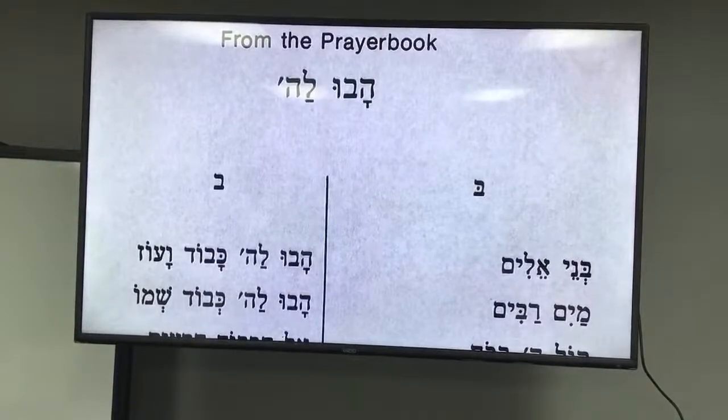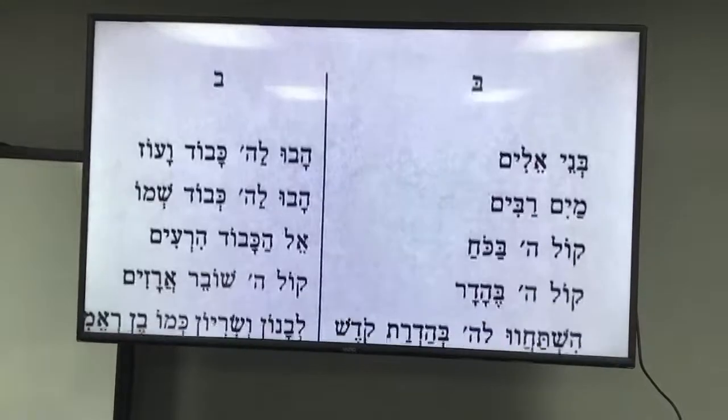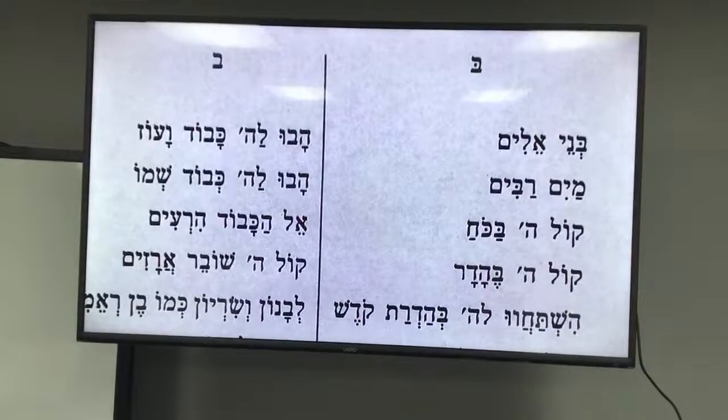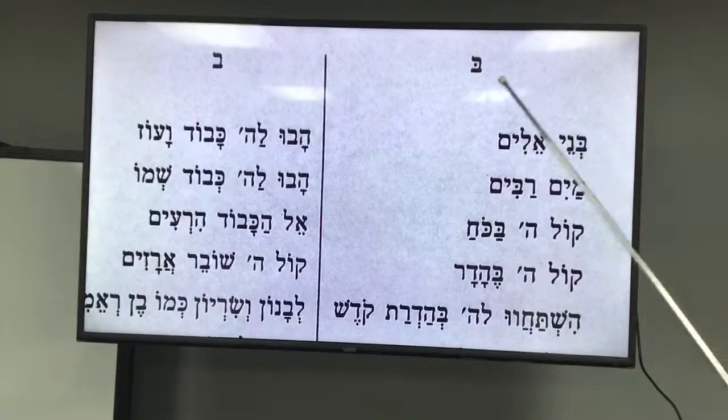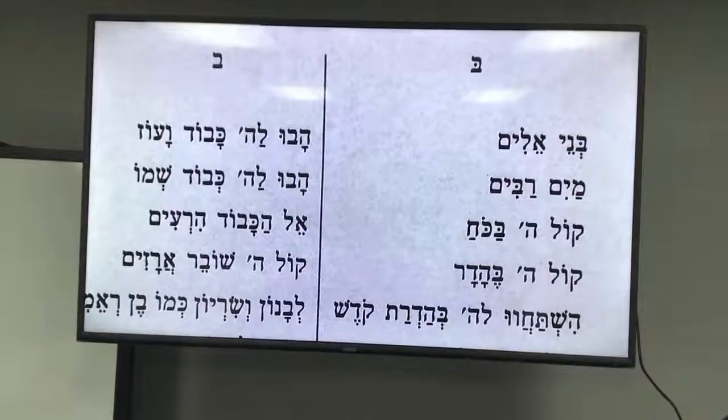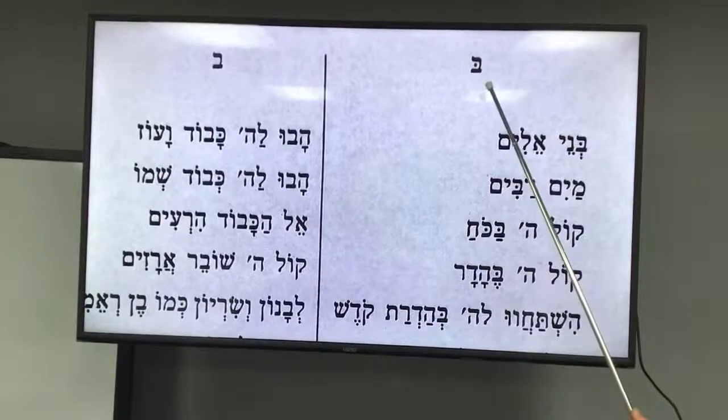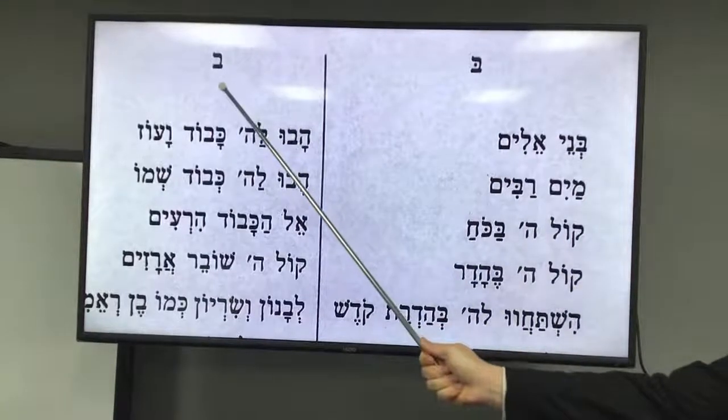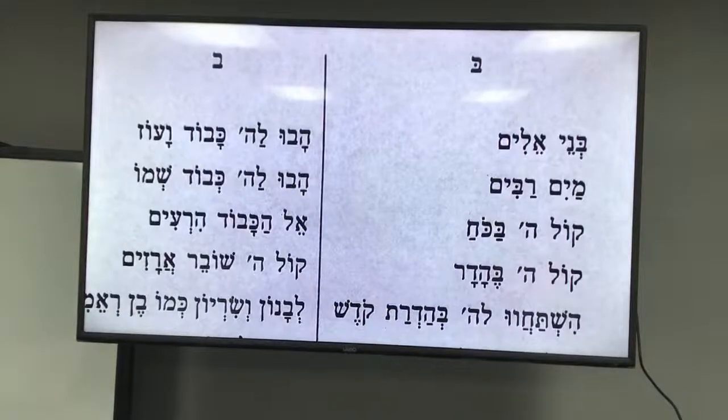Okay, so, Havu le Adonai. So we're going to look here. I guess we'll do the bait side first. Remember, this is the bait, and this is the veit. The bait has the dagesh in the middle. The veit has no dagesh in the middle. So you knew that already. So here it is. The bait.